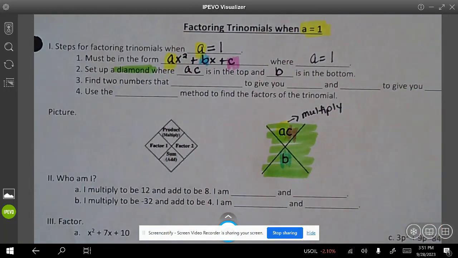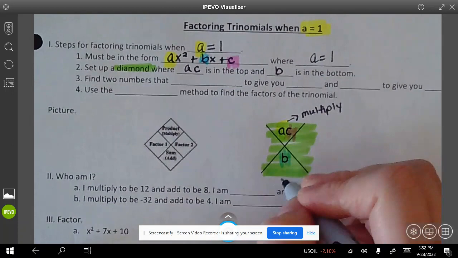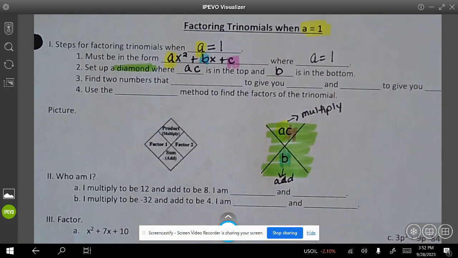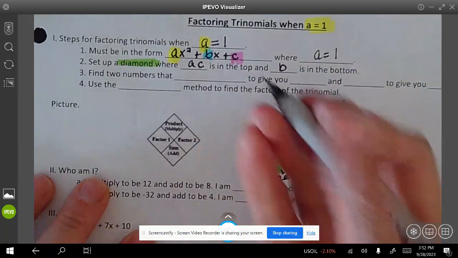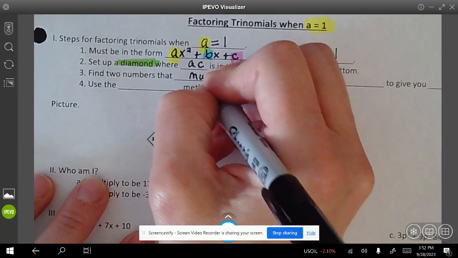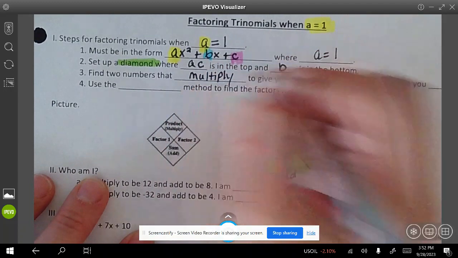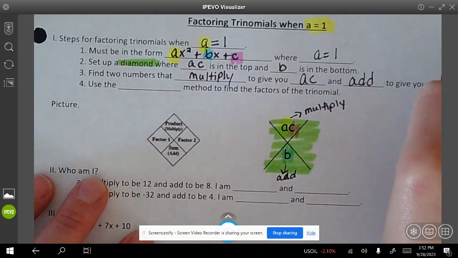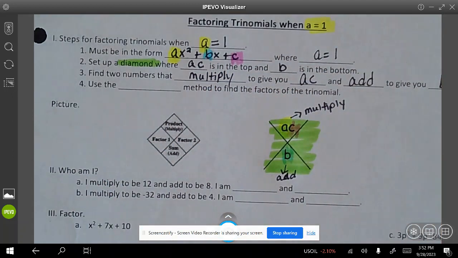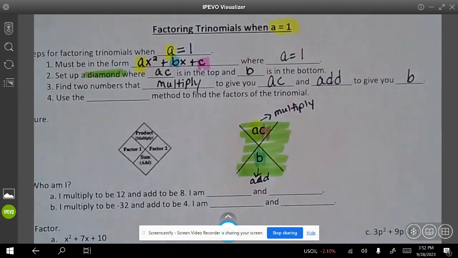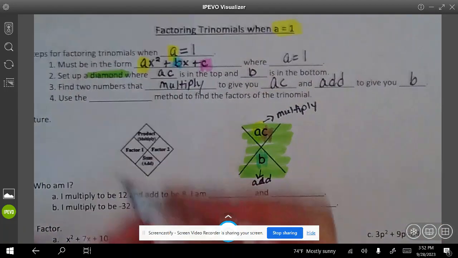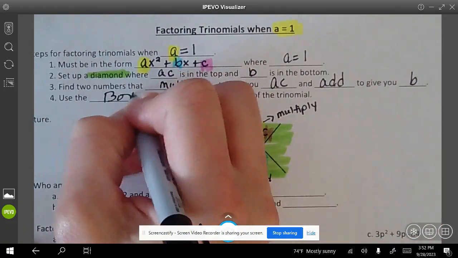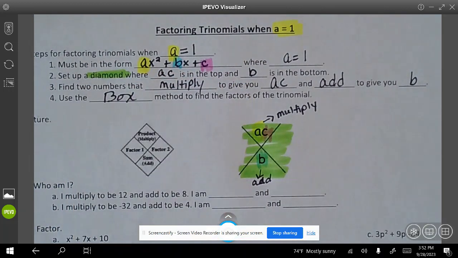So our B goes in the bottom, and we're trying to add to get that bottom number. So let's go ahead and write add here. And that's what this next line says: find two numbers that multiply to give you AC and add to give you B. And then you're going to use the box method, and I'm going to show you what that means to find the factors.